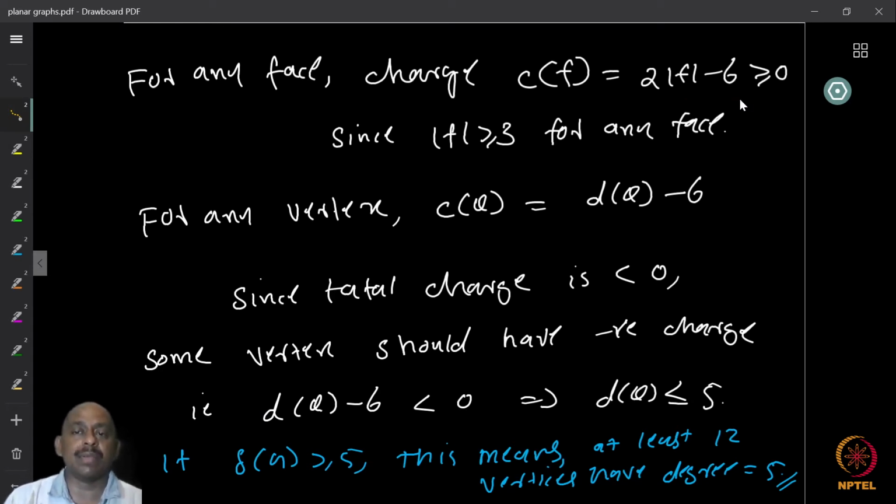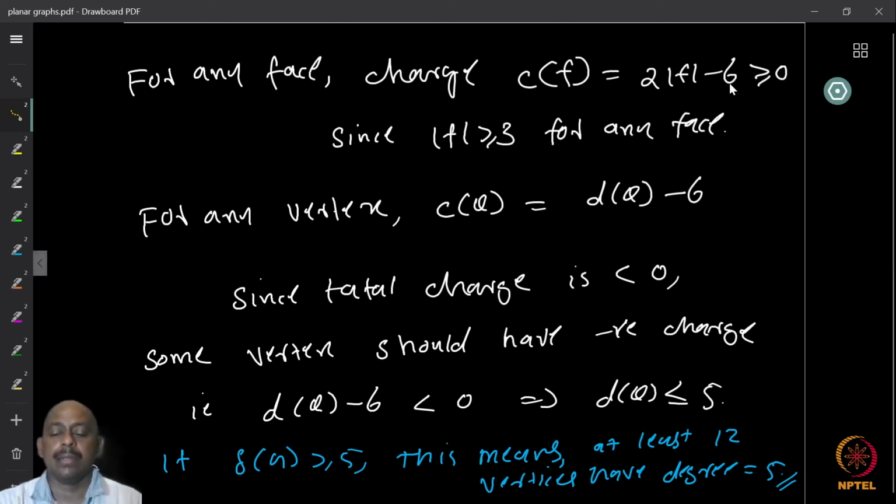2f minus 6 is always greater than or equal to 0 because the length of any phase is at least 3. So this is greater than or equal to 6. So therefore, 2f is greater than or equal to 6 and 2f minus 6 is non-negative.